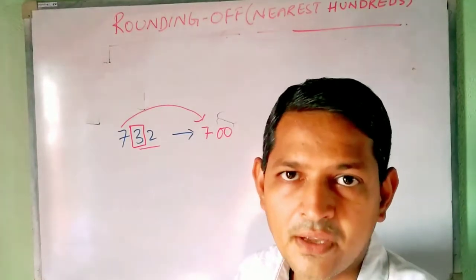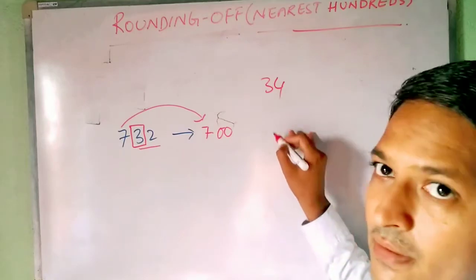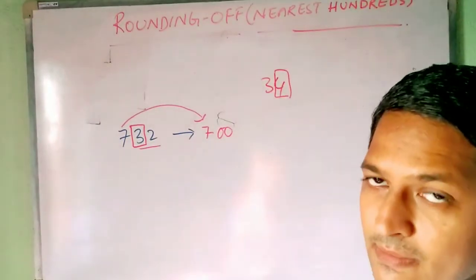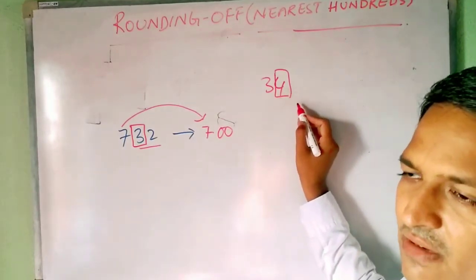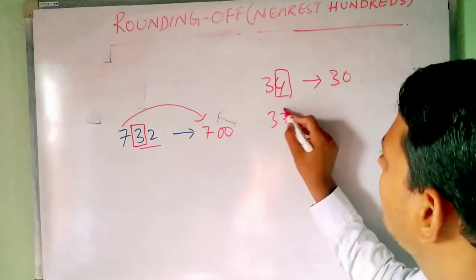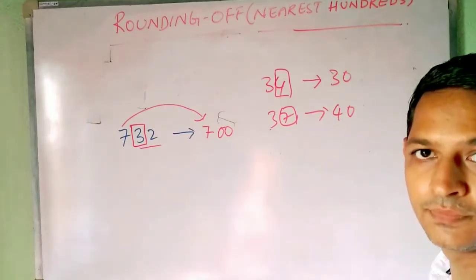Once again, when we are rounding off 34 to the nearest 10, we should see the number in ones place. The rules are the same. If it is less than 5, we write the same number and place 0. If it is more than 5, we add 1 to this number and then place 0.